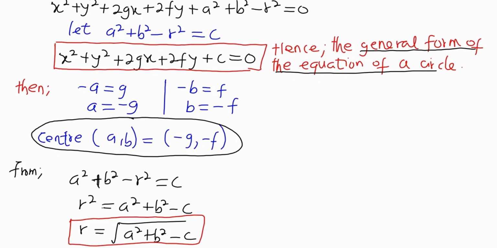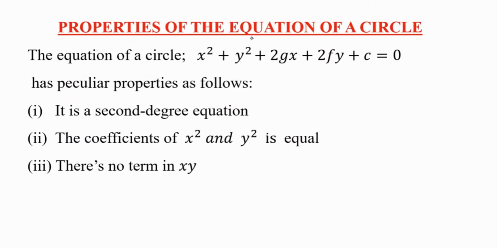Now, having known this, let's move to the next one. Next is for us to look at the properties of the equation of a circle, specifically the properties of the general form of the equation of a circle. Now, let's set the ball rolling on that. Properties of the equation of a circle. The equation of a circle, x squared plus y squared plus 2gx plus 2fy plus c is equal to 0, has peculiar properties as follows.